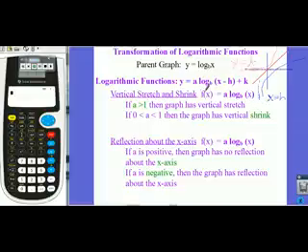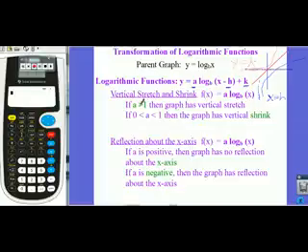Here is the transformational form of my equation, where I have y equals a times log base b of x minus h, plus k outside the argument. We have seen a, h, and k before as we've transformed rational functions and radical functions and the like. It does the same things.